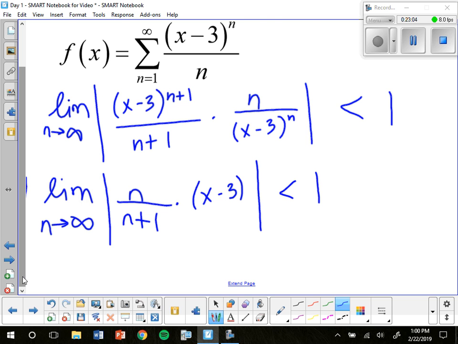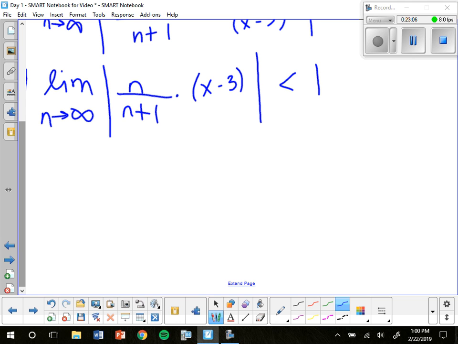Now that I have it simplified, I want to take that limit. It's the limit as what goes to infinity? N. So I'm only looking at my n's. As my n's go to infinity, what happens to n over n plus 1? It becomes 1. So it's really just 1 times x minus 3. But it's not the limit anymore. I just took the limit. Does that make sense? x minus 3 less than 1. So just the absolute value of x minus 3 is less than 1.